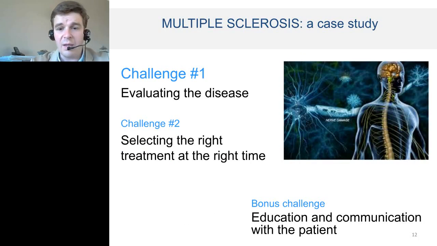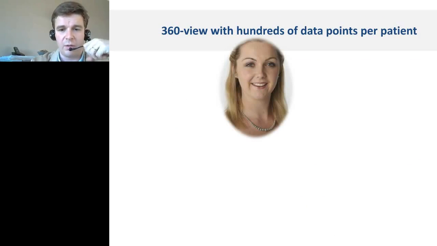So again, in MS, the challenges are to evaluate the disease, how severe the disease is, how fast the patient is progressing. Challenge number 2 is to select the right treatment at the right time. And because it's so complex, there's really an opportunity to educate and better communicate with the patient using reference data. And maybe it's also the same case to some extent for both clinicians and researchers. We need to better understand the data that we have.